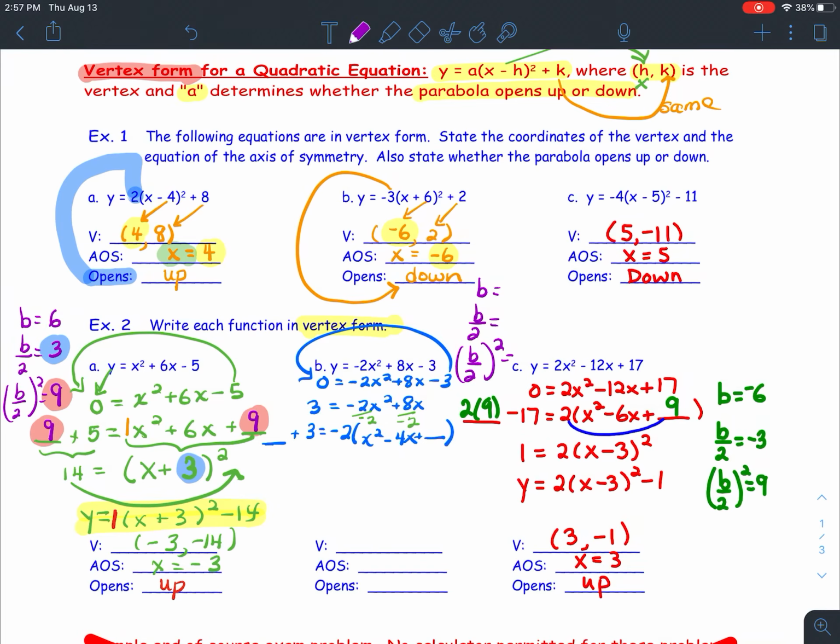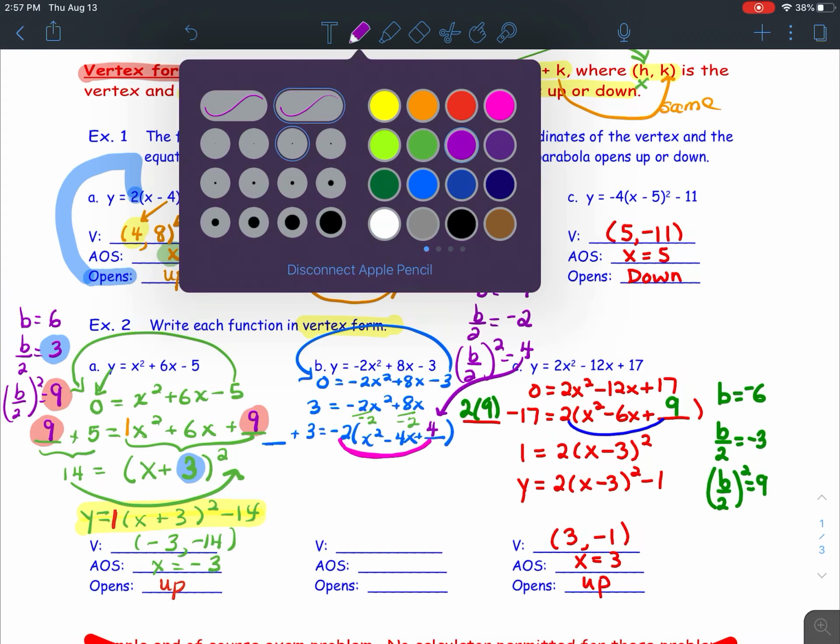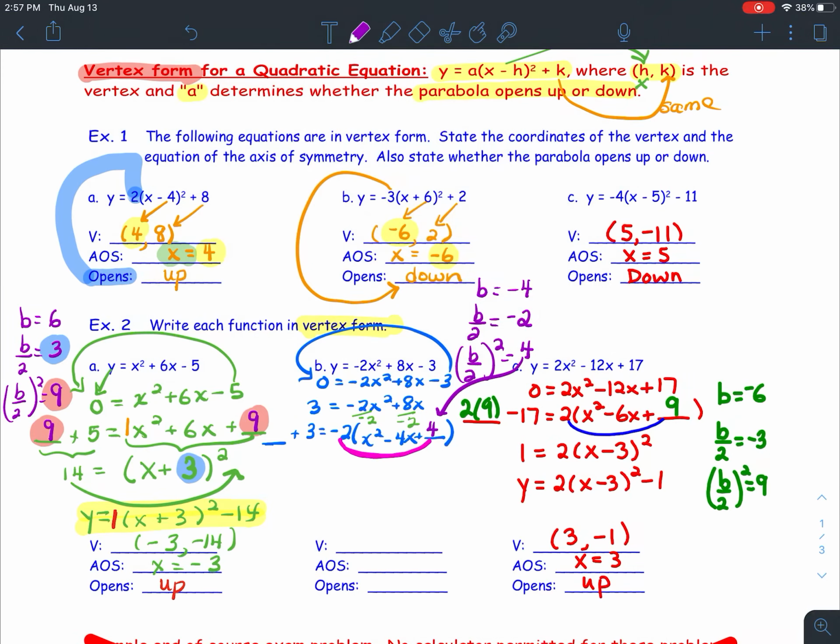But be careful. Make sure that the b value that you write down is the b value once you have made the a 1. Okay, it's not from the original problem. It would be this -4. Okay, so we're going to fill in -4 for the b value. Okay, we divide that by 2. That makes b divided by 2 -2. And then we square a -2. We get a +4. So we're going to fill in the +4 here.